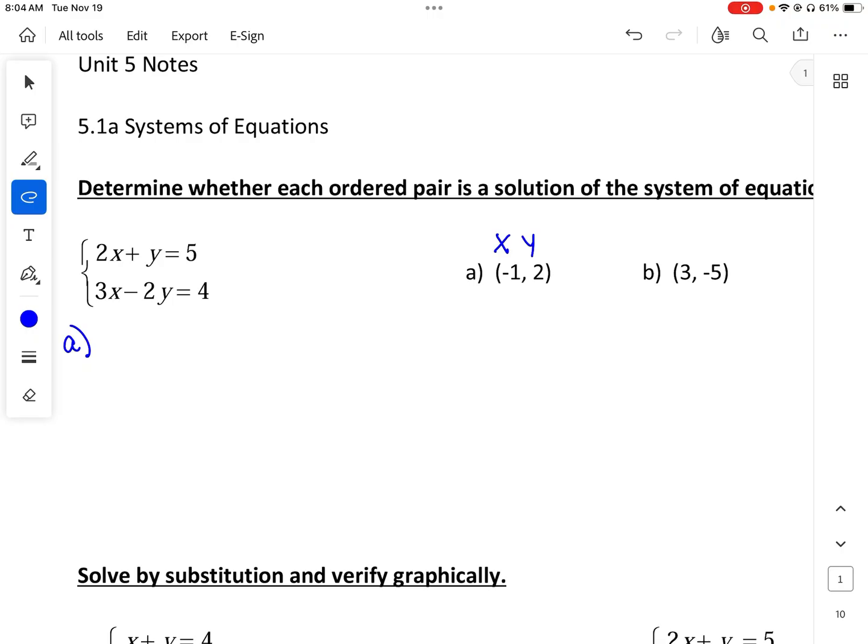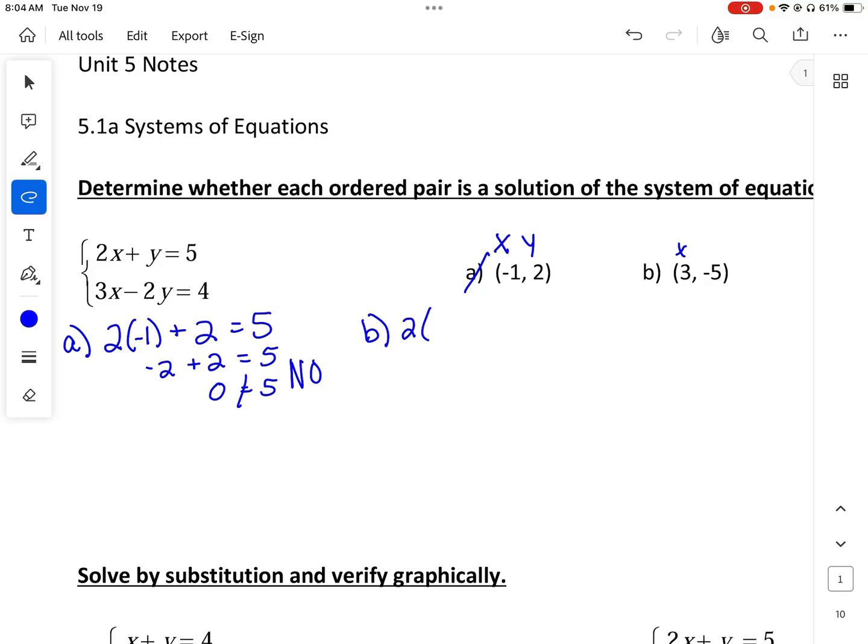And we'll plug it into the first equation. So 2x, so x is -1, plus y, and it should equal 5. When we sub that in, it does not equal 5. So that means A is not the solution. So then we do B.